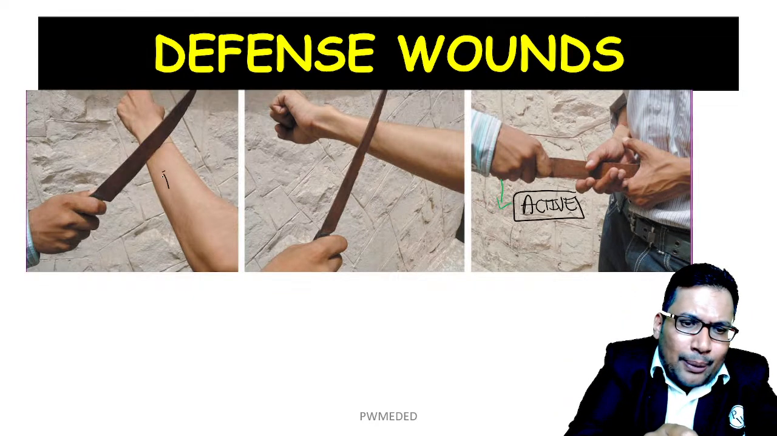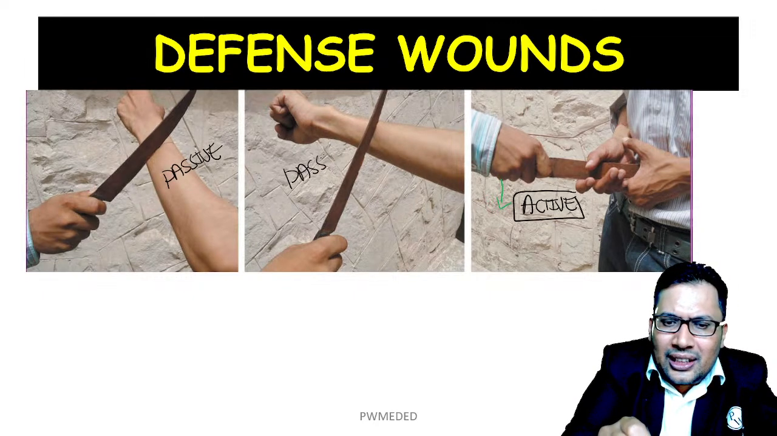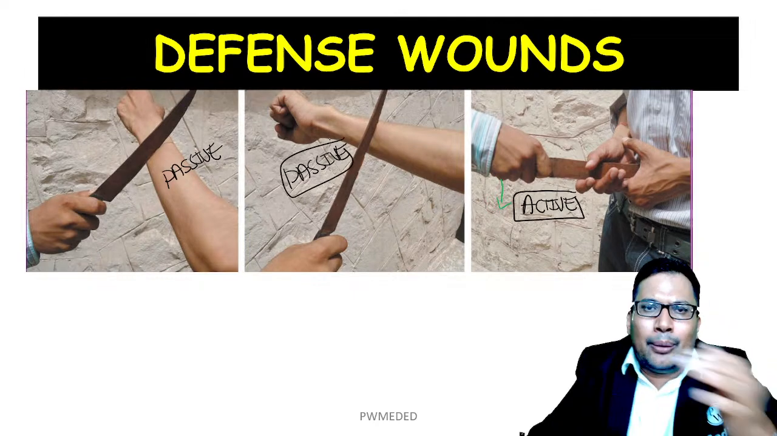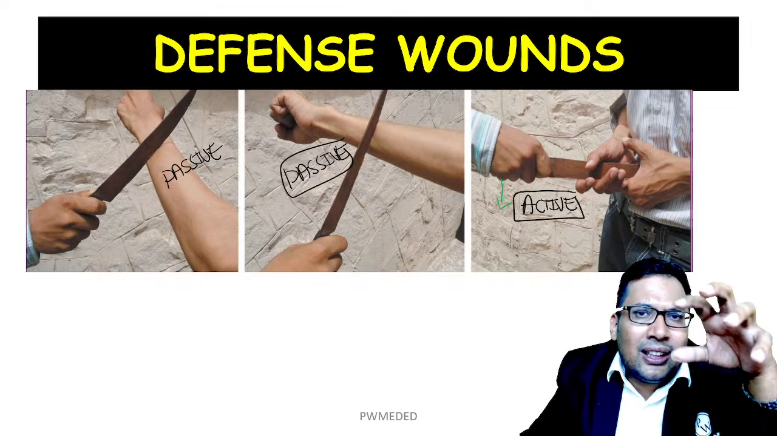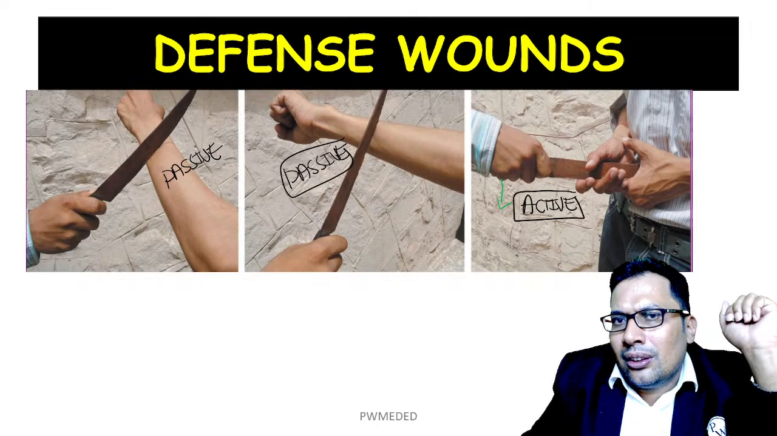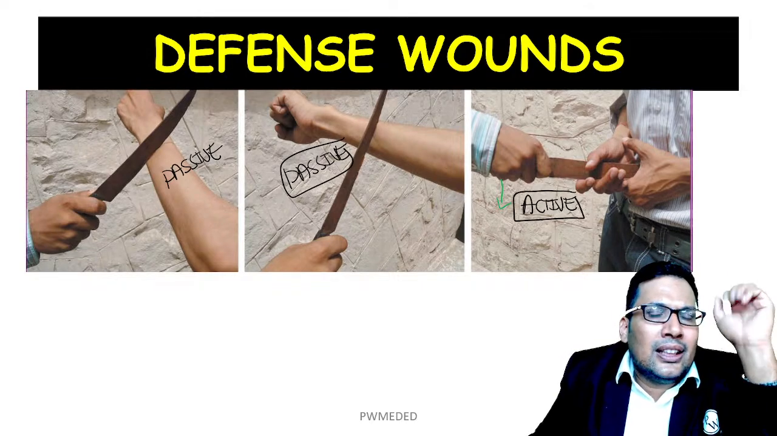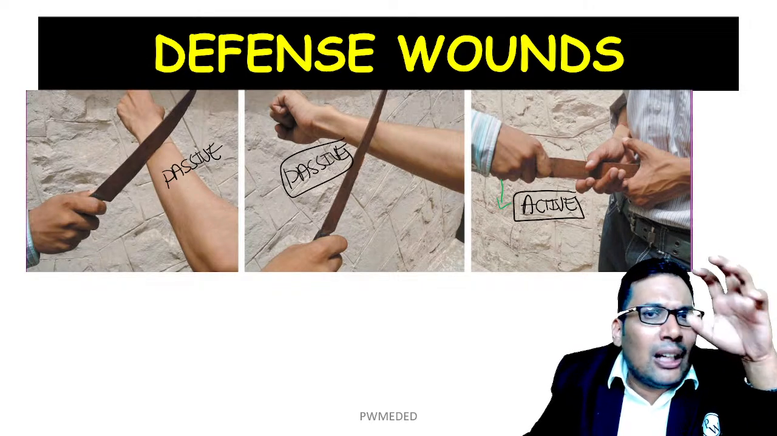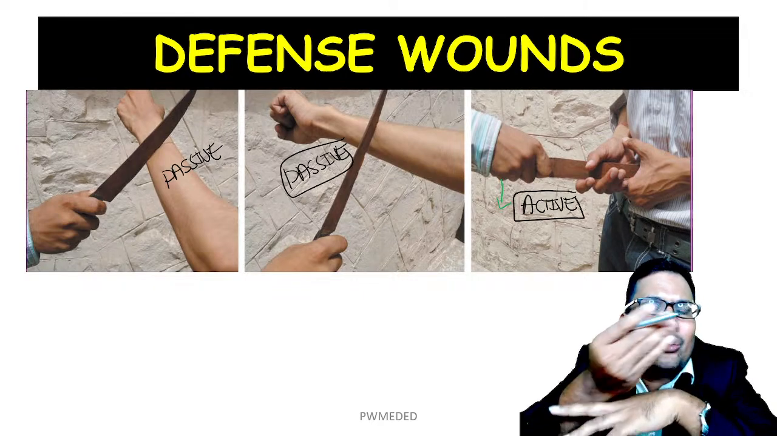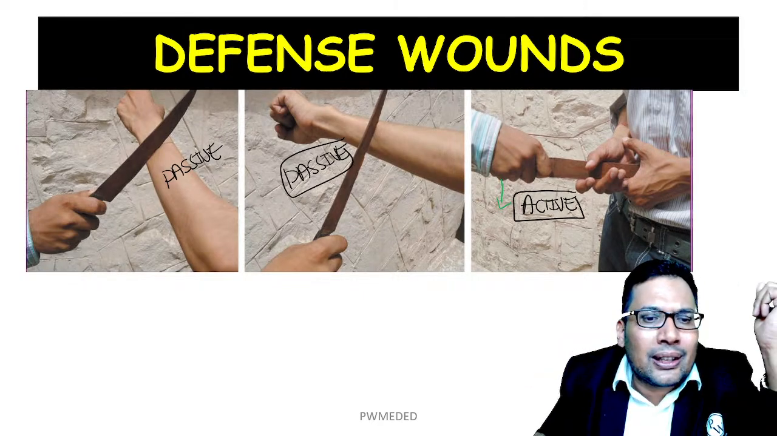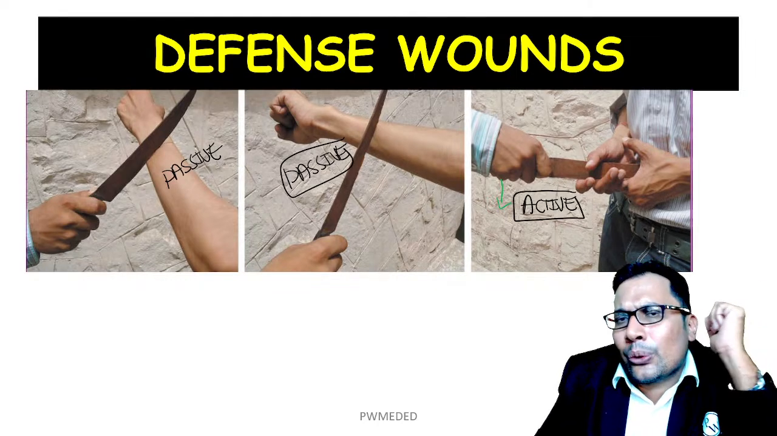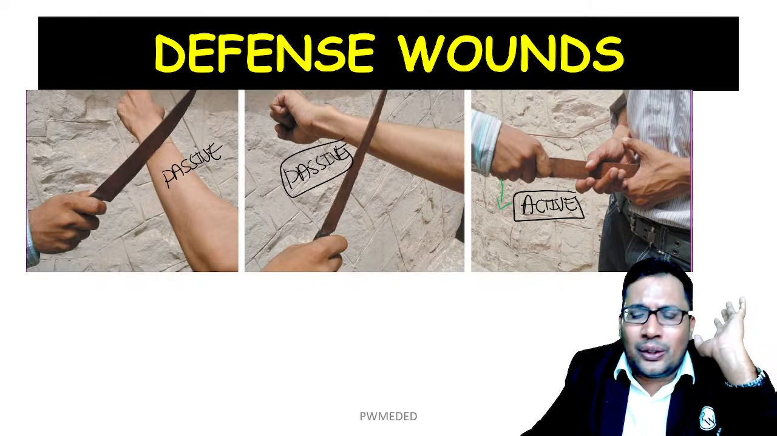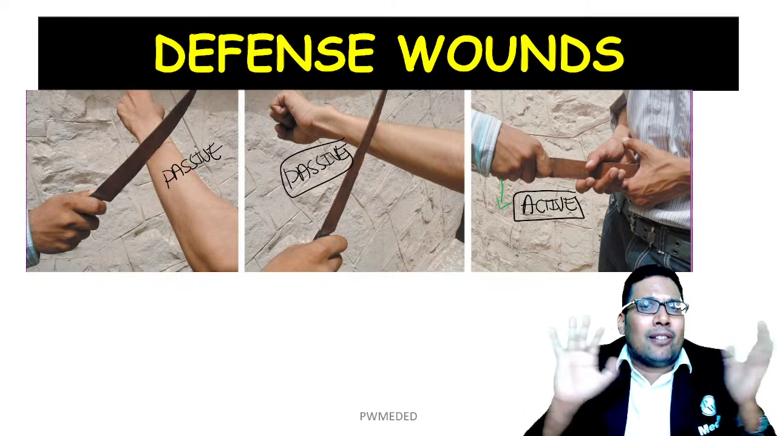Passive defense wound, so this is passive. What he is doing here is trying to protect himself by giving the hand like this. Whenever you see wounds in the palmar aspect or in the web spaces, it should be an active defense wound. Whenever you see them in the back of the hand, back of the wrist, dorsal aspect, it must be a passive defense wound. Both are very, very commonly asked questions in the exam. So the wounds can be of two types, active and passive.